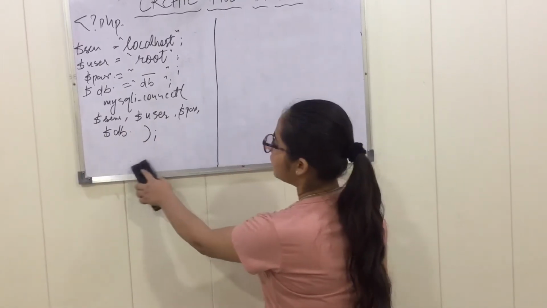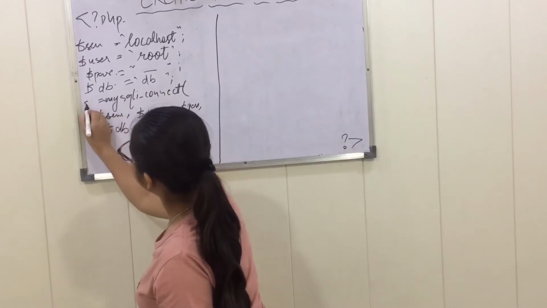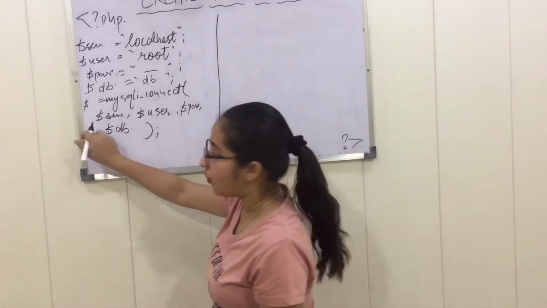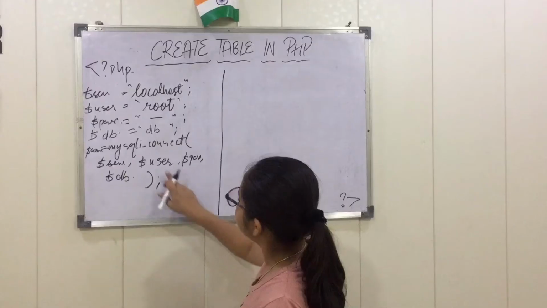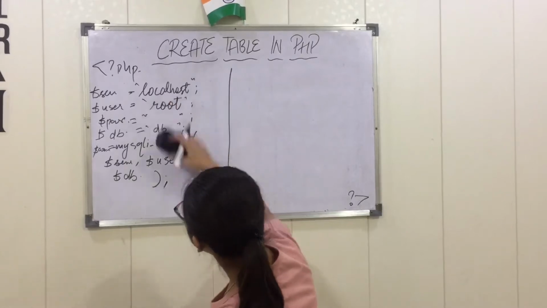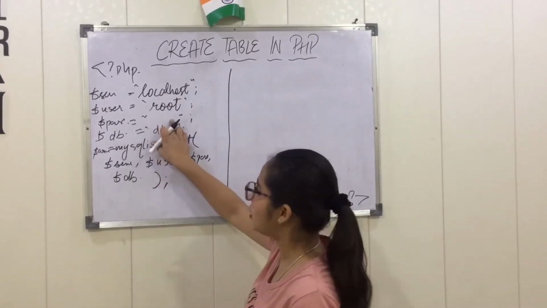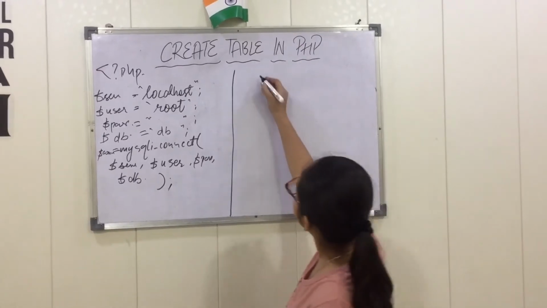After that, we will pass these values into a variable. Suppose here my variable name is $con, that is a connection. After that, my MySQL connection has been created. The password value is null because it is blank by default in the database. So after that, we will go to create table.